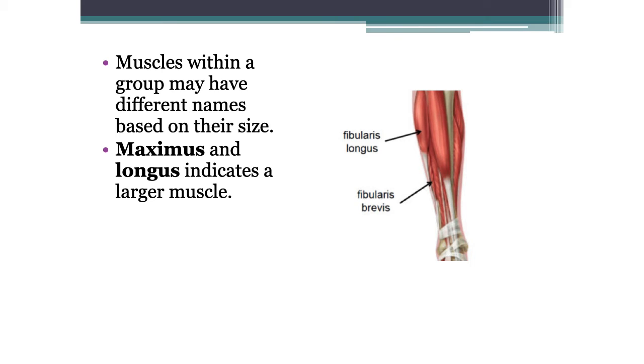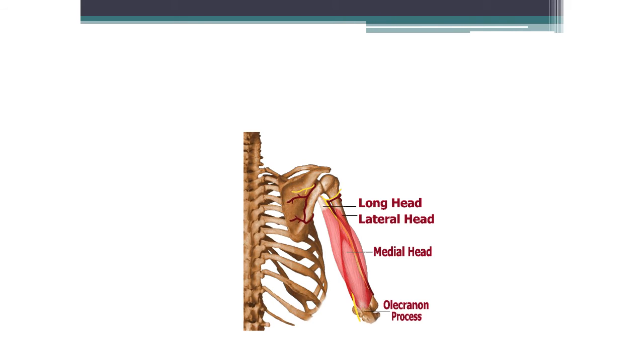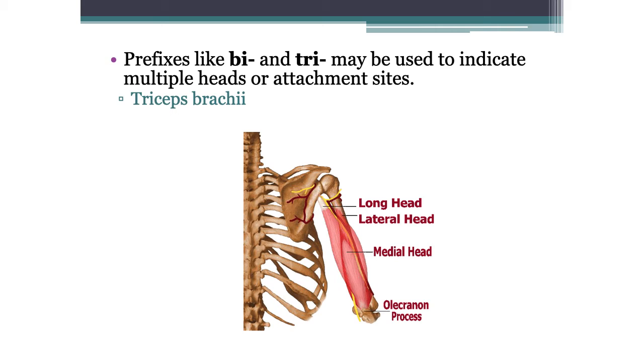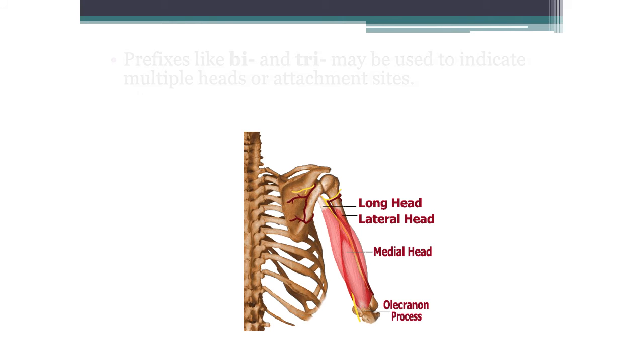Muscles within a group may have many different names based on their size. Maximus and longus indicate larger muscles. Minimus and brevis indicate a smaller muscle. Prefixes like bi and tri are used to indicate multiple heads or attachment sites. So triceps brachii would have three, biceps would have two.